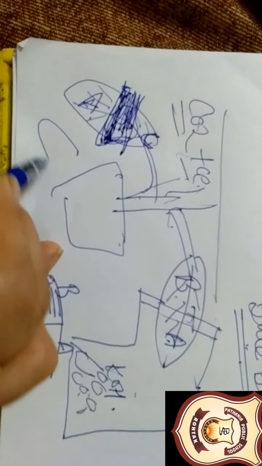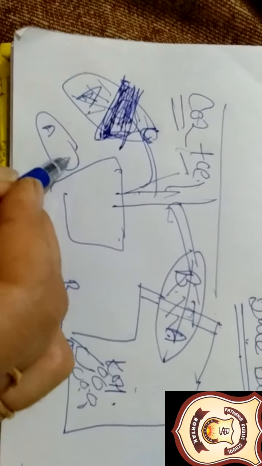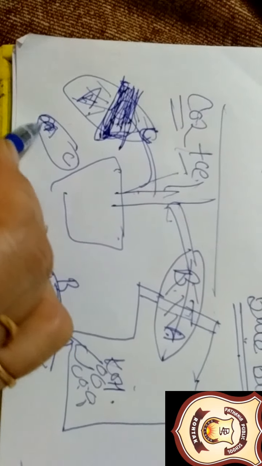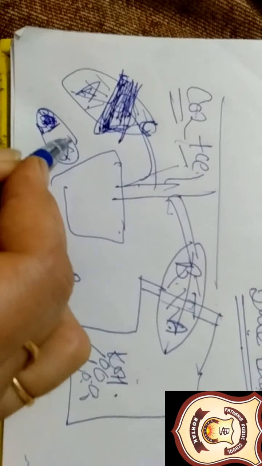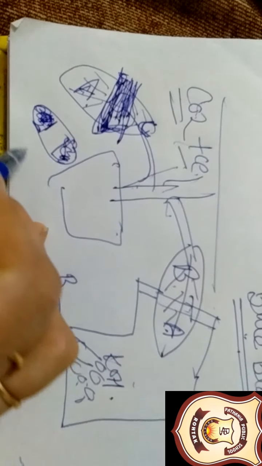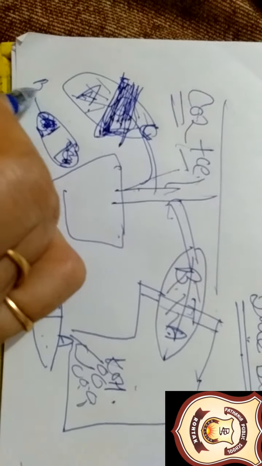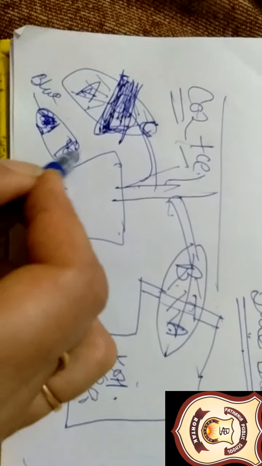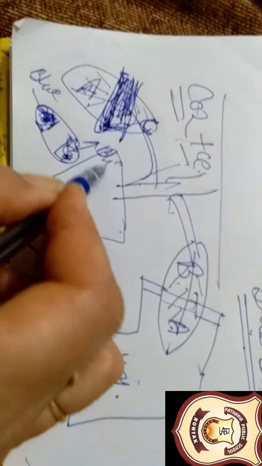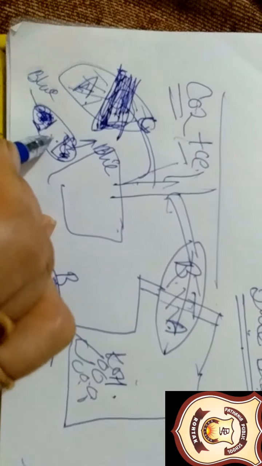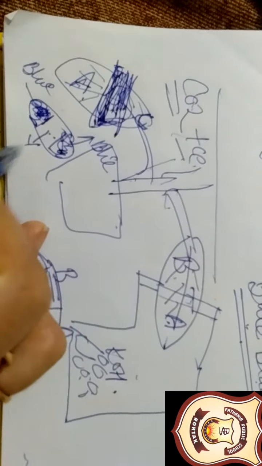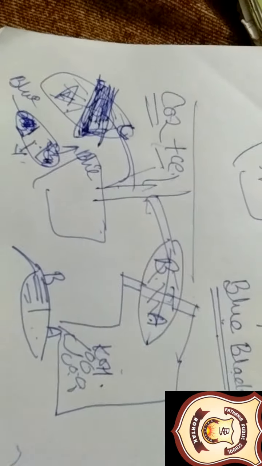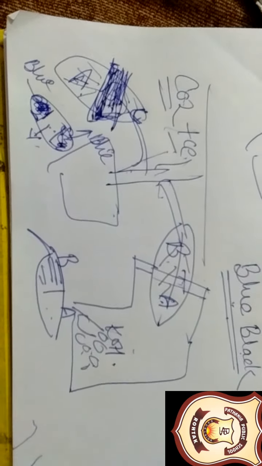This A part and C part will turn blue black because here the light is received, but this B part will not turn blue black. This has turned blue black, this will also turn blue black, but this will not turn blue black because here light is not received. So we can say that light is necessary in the process of photosynthesis.